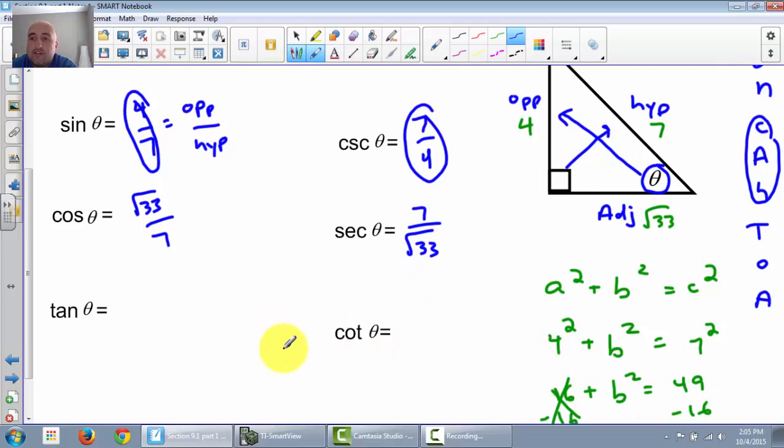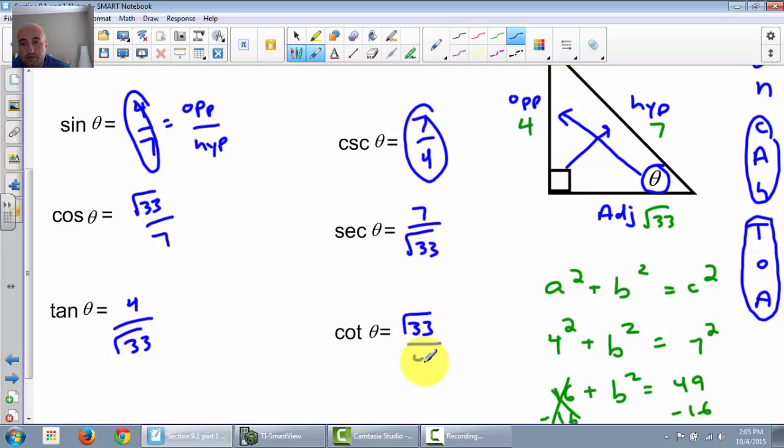And then last but not least, we have tangent. Tangent is opposite. Okay, so opposite over adjacent. Opposite is 4, adjacent is root 33. So 4 over root 33, which would make then cotangent root 33 over 4. All right, so 4 of these are done. Root 33 over 7, that's a good answer. Root 33 over 4 is a good answer.